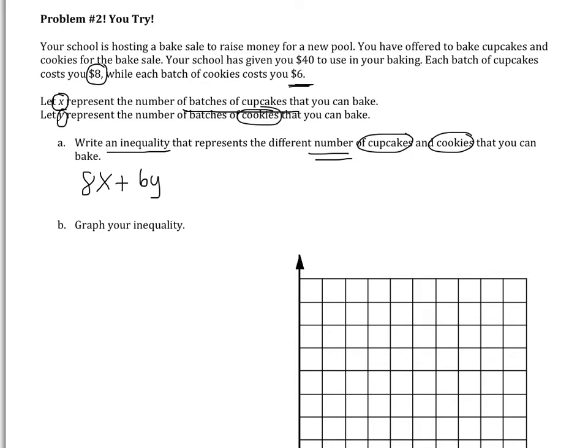Now I'm limited by the amount of money that the school has given me. The school has given me $40, so that's all I can spend for this baking. This is how much I spend. I cannot spend more than $40, so that has to be less than or equal to $40. 40 is the most amount that I can spend. So this is the inequality that you should have gotten.